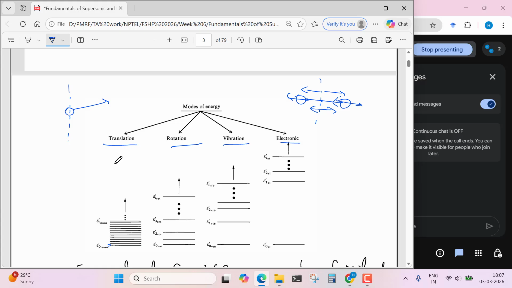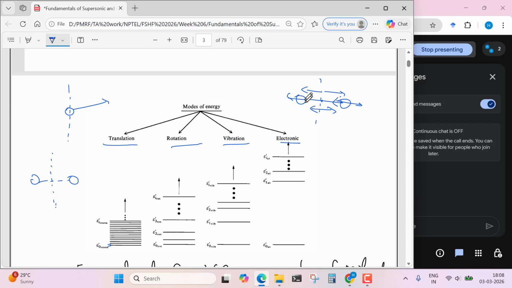Let's say there is one molecule, it can move in any direction, due to which it will have translational motion, translational energy. And a molecule can rotate about its axis. Let's say this is a diatomic molecule. It can rotate about its own axis, so it will have rotational energy also.